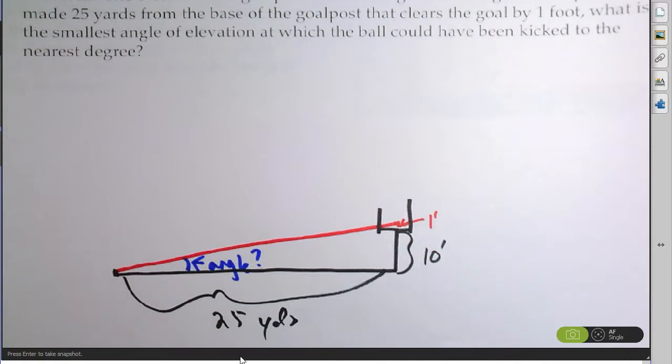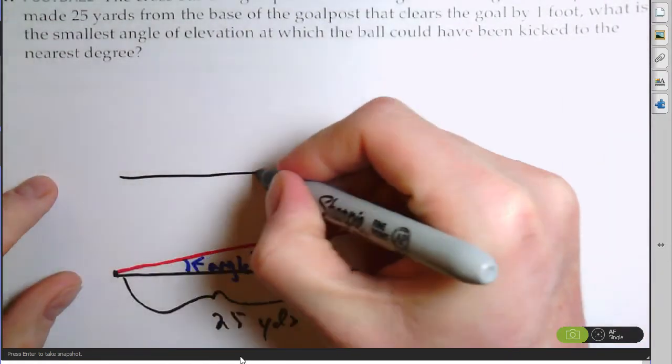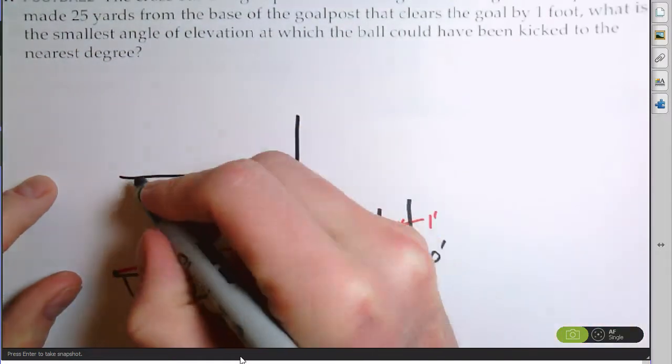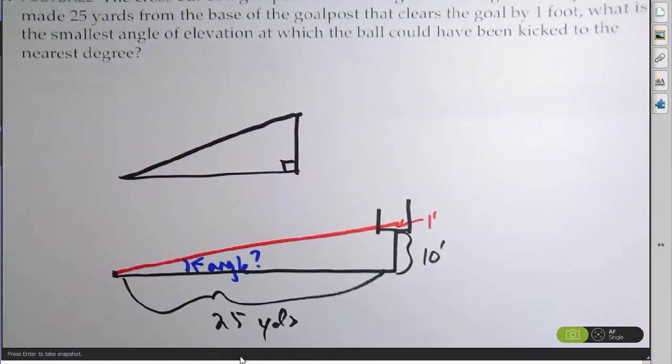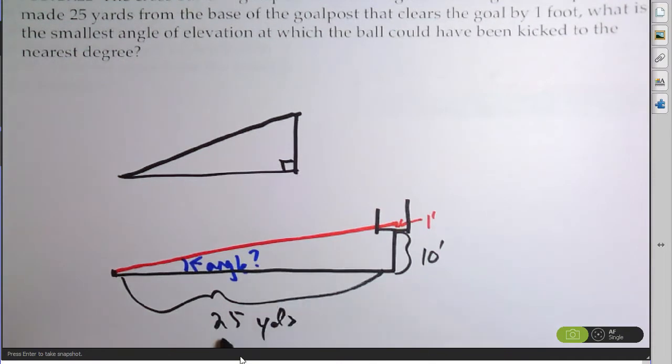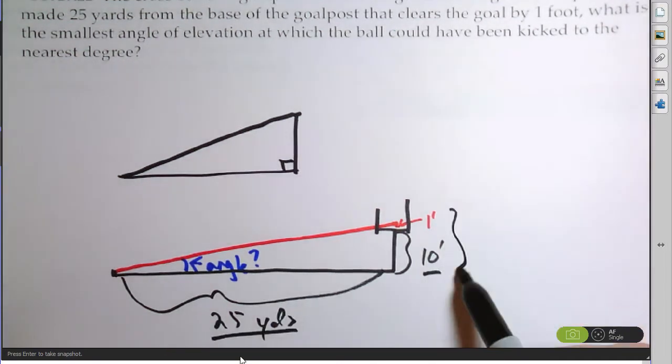So what we have to realize is we really have a right triangle in this drawing. The tricky part about this one, other than the trig itself and the drawing, is, this is yards, these guys are feet.